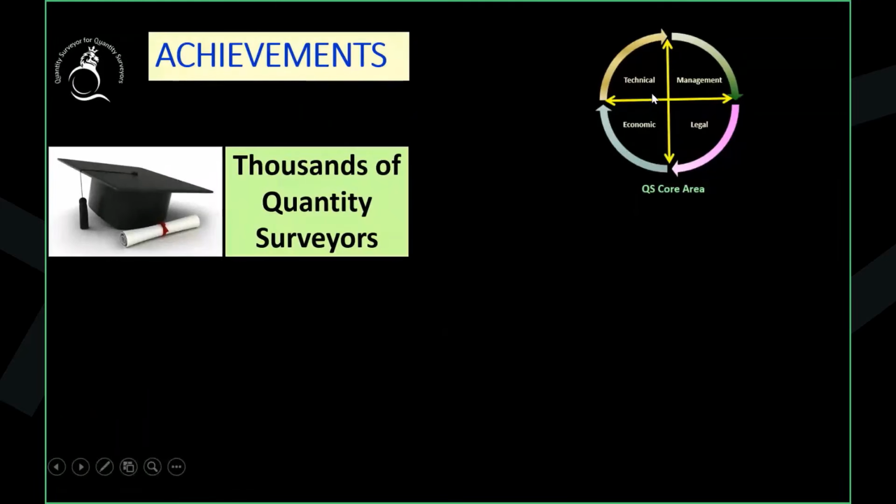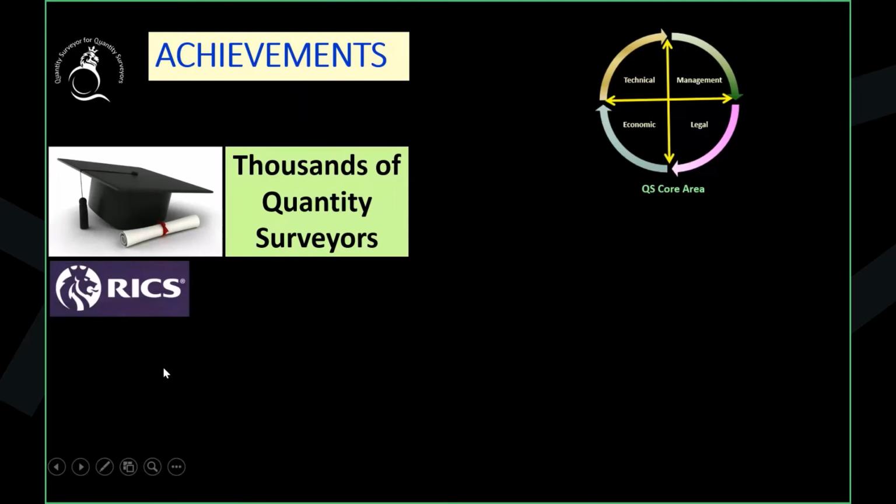As a quantity surveyor or project manager, you want to price the scope, you want to identify the scope, so you need to have the technical knowledge. Then you should know how to manage the cost commercially. You have to know how to deliver the project. So economic knowledge and also managing the resources is very important. So management skill. So these are the QS core areas. The thousands of quantity surveyors whom I built academically, those academic programs focus on these four areas.